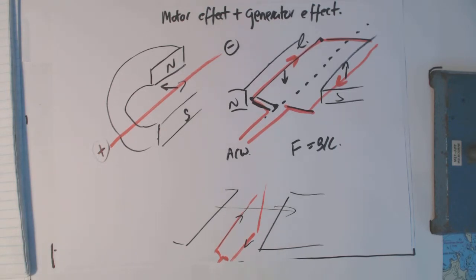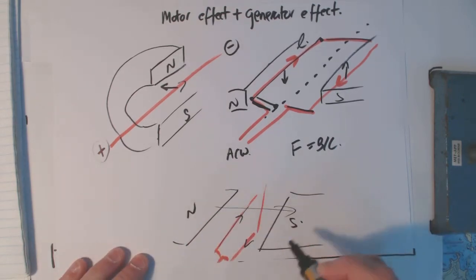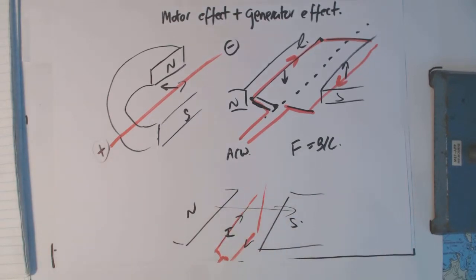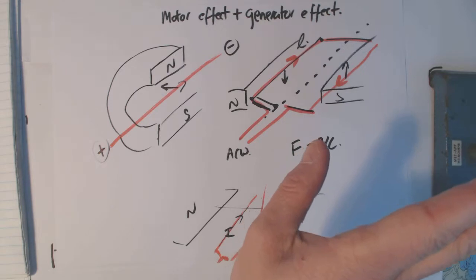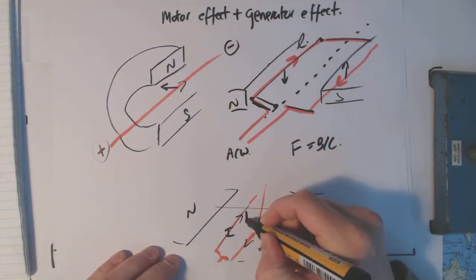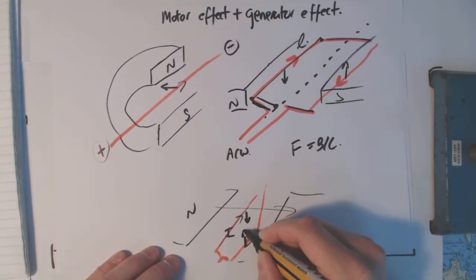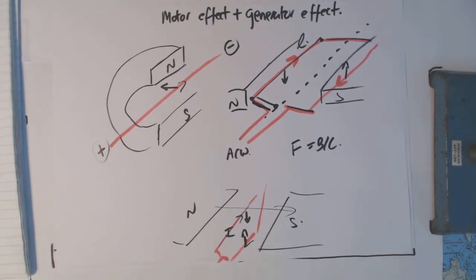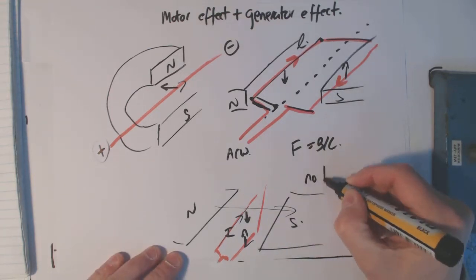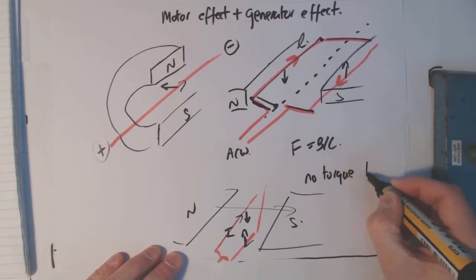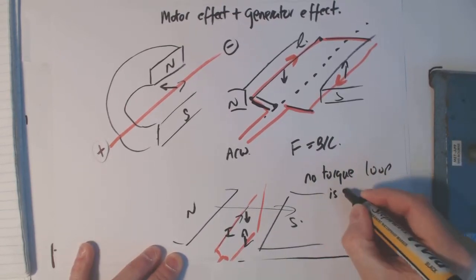So if this is north and this is south, and that's the direction of current, then we do our finger thing and our charge movement, and we end up with a force going down on the top loop and a force going up on the bottom loop. That does not produce a rotation. So there's no torque when the loop is vertical.